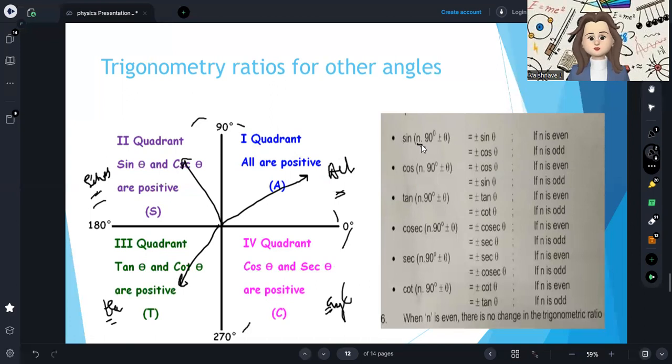If n is an even number, there's no change. If it's an odd number, there is a change. Sine will become cos, cos will become sine, tan will become cot, like that. Okay.